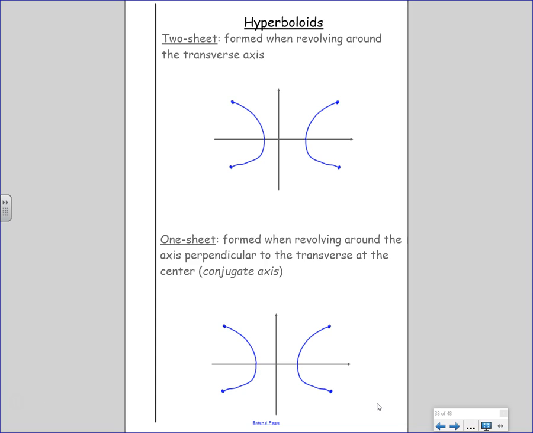All right. Hey, guys, I want you to be thinking for the first one, where's my rotation arrow going to be? Two sheet, formed when revolving around the transverse. Through! You go across, you go through. So which one goes across these hyperbolas? The y? The x. Good. How about this one? The conjugate axis. If that's the transverse axis, which one's my conjugate? Good.